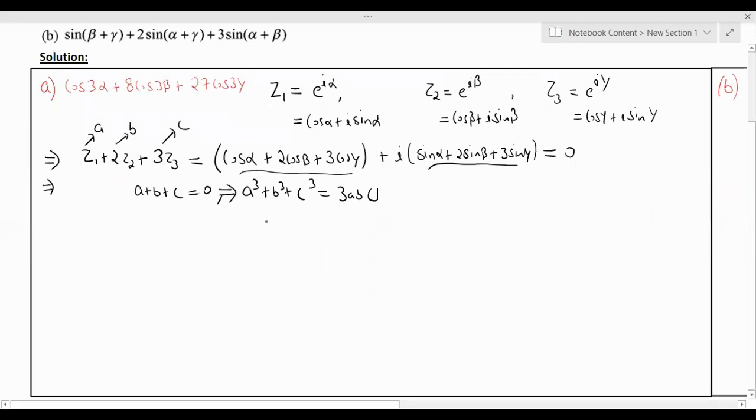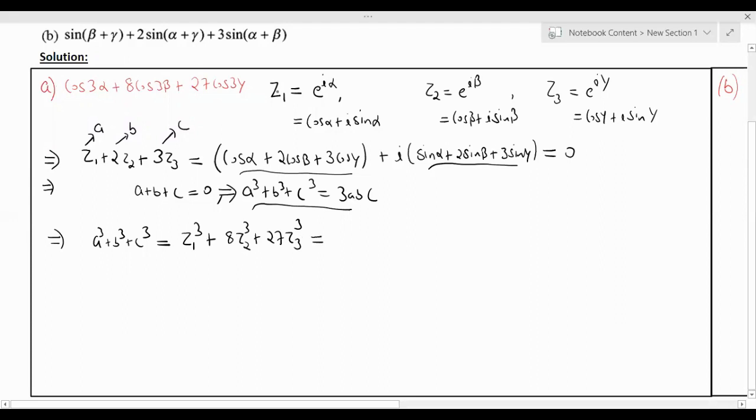So let's try to now solve this and get the relation which has been asked. I'm considering the term A cube plus B cube plus C cube. Observe what this will become. A is your Z1, so this will become Z1 cube. B is your 2Z2, so this will become 8Z2 cube. And the third one will become 27Z3 cube. See, the coefficients are 1, 8 and 27. We have got that. Okay, so now what will be Z1 cube?